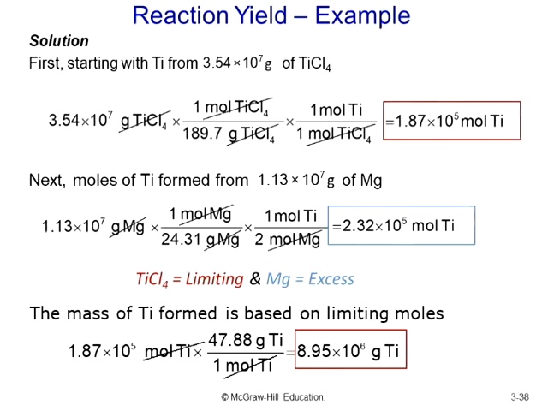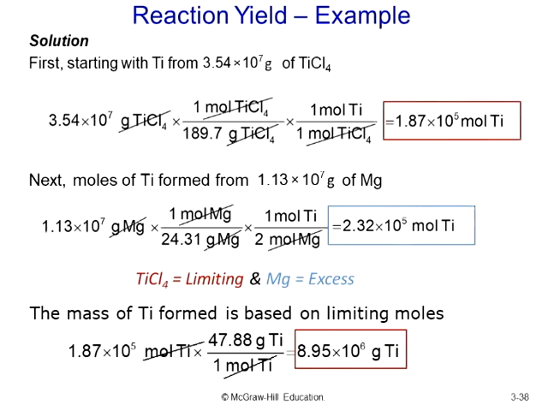Starting with titanium tetrachloride, we have 3.54 times 10 to the 7 grams. We write that as our given. We do the dimensional analysis. We carry it through from grams to moles. Then moles of titanium tetrachloride is cross-hashed through to moles of titanium. And we get 1.87 times 10 to the 5 moles of titanium.